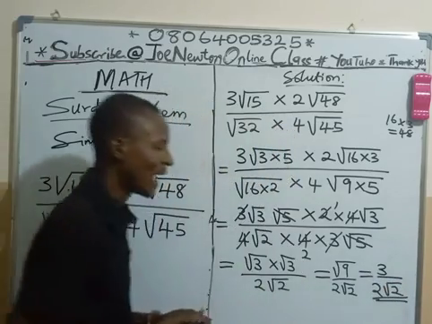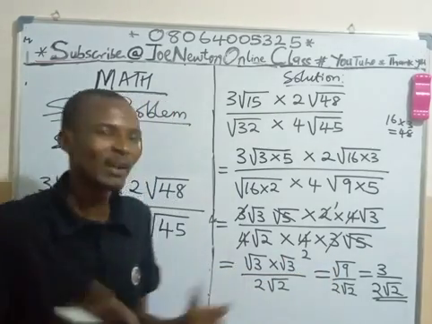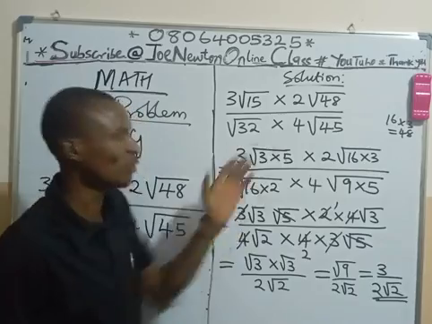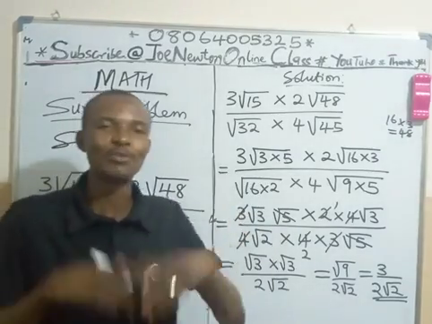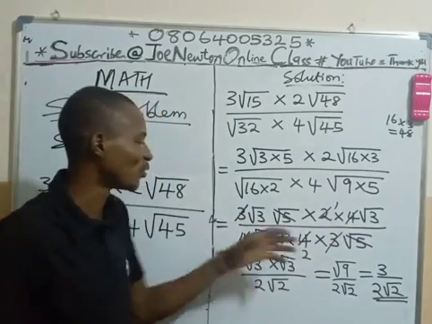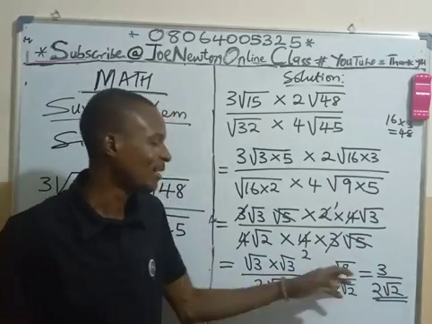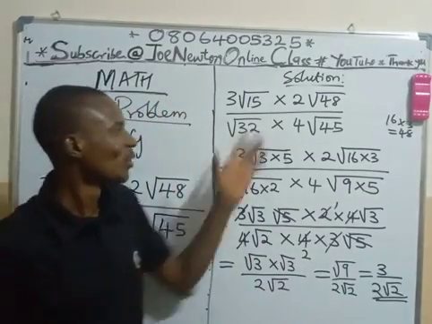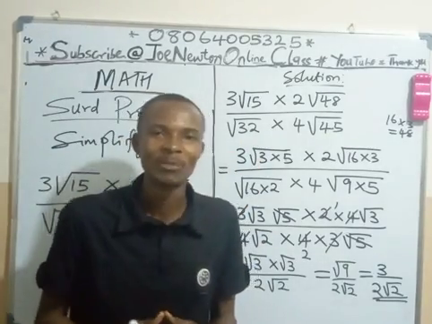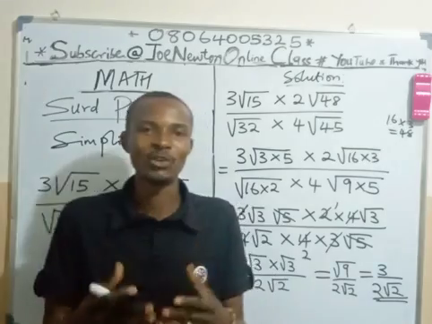Simple. So I just did this for clear understanding, but ordinarily when you have root 5 times root 5, it gives you 5. When you have root 4 times root 4, it gives you 4. When you have root 2 times root 2, it will give you 2. Root 3 times root 3, it will give you just 3. But I did this for clear understanding. You see, it is very simple. So with this, you can tackle similar problems involving surd multiplication and division.